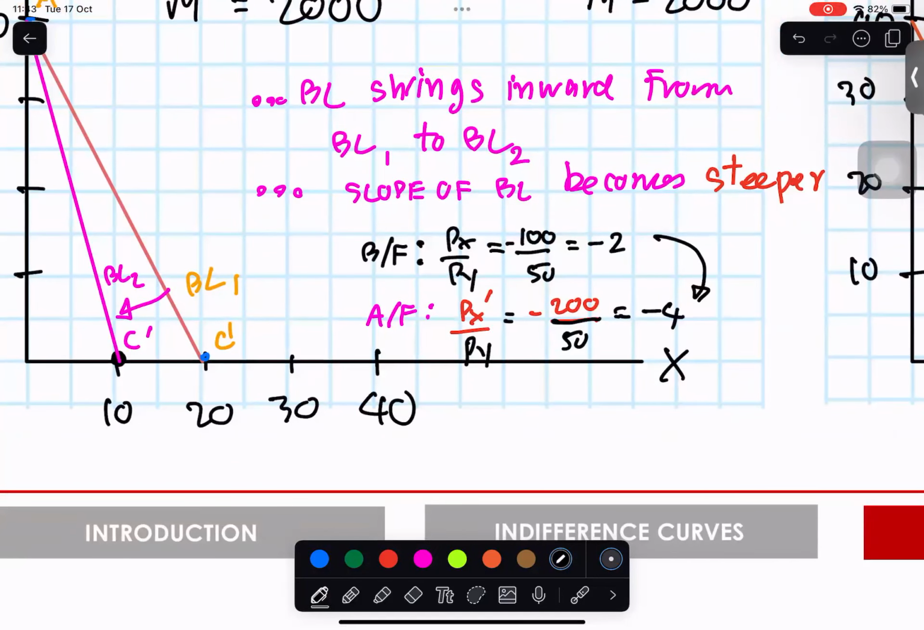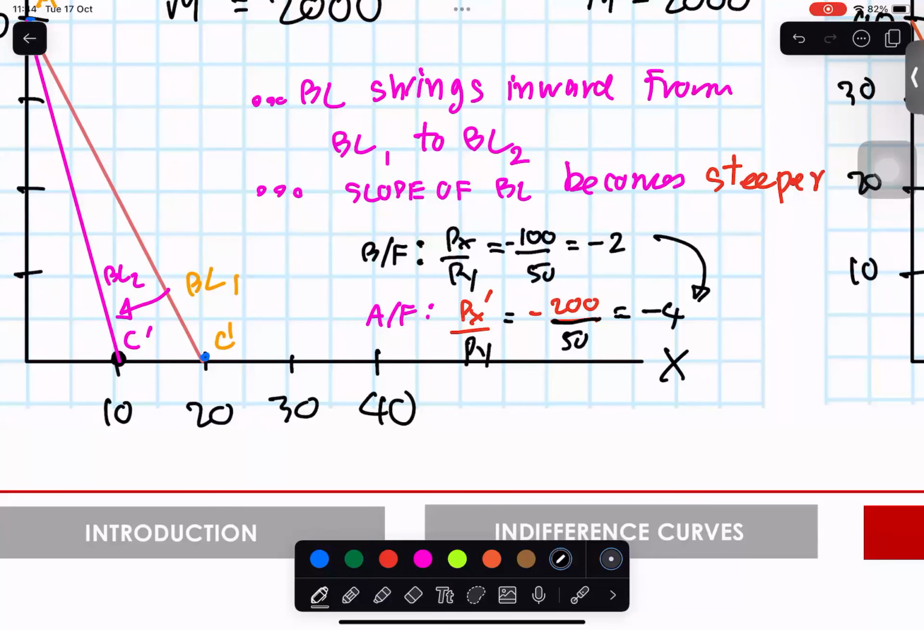The fact that the slope becomes steeper warns this guy: Mister, if this time you want to have more pizza, you must give up 4 Pepsi, not 2 anymore. The opportunity cost of good X becomes more expensive. He must sacrifice more of good Y, Pepsi, when he wants to pursue one more slice of pizza. That's the implication to him.